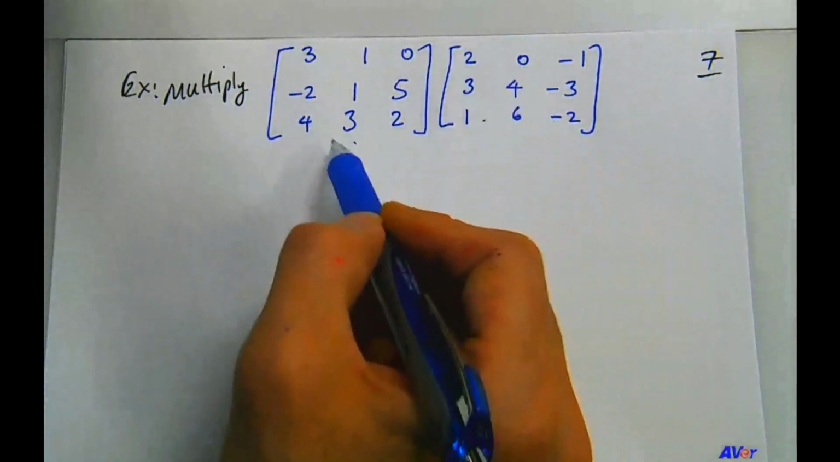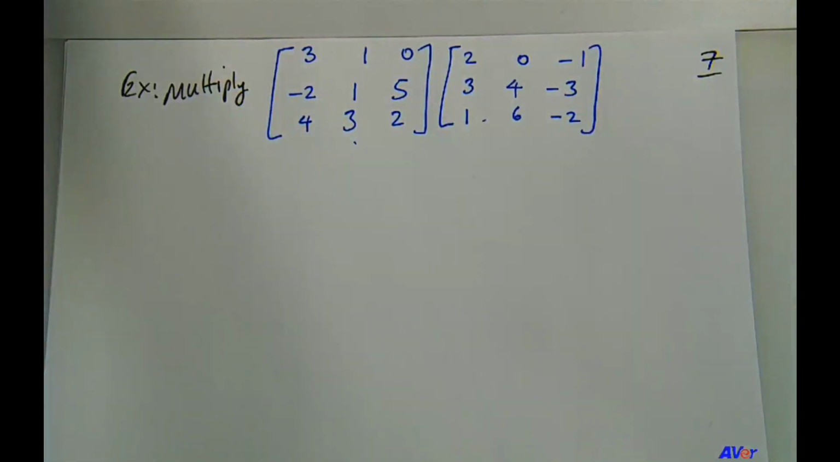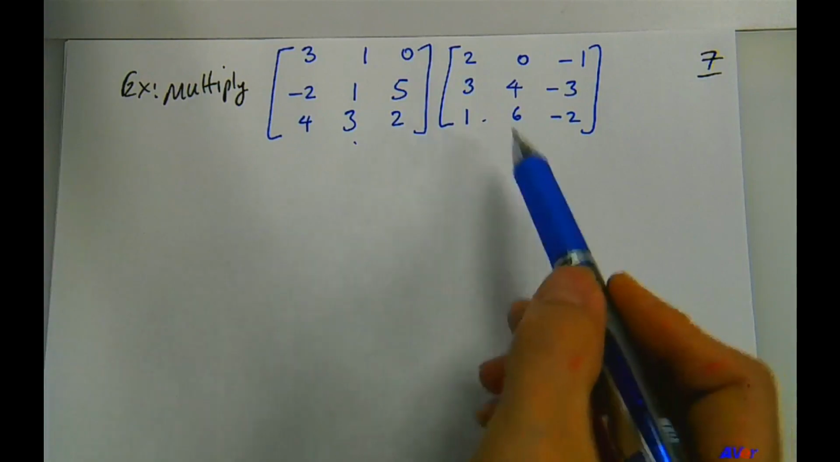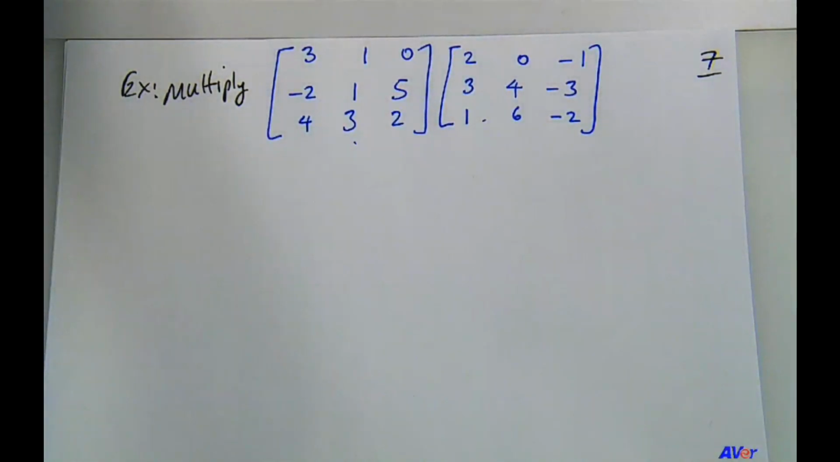But that matrix is not going to be equal to the one you get if you switch the order of multiplication. If you put this matrix first and this one second, you get another 3 by 3 matrix as the result, but it is not going to be equal to the result from the other order of multiplying these two matrices. Just remember that.